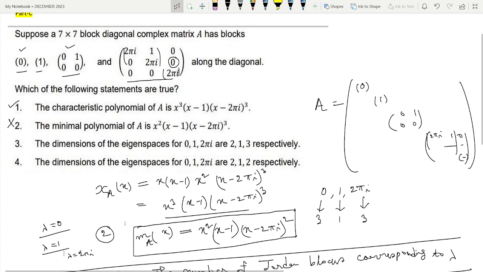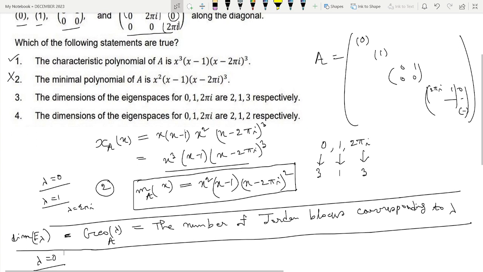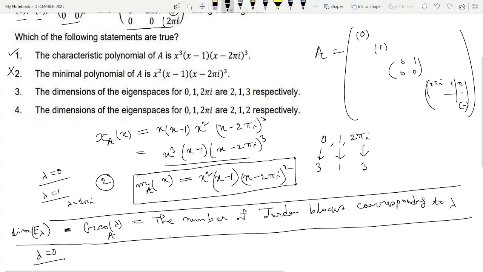Corresponding to 0. So the dimension of the eigenspace, that is the geometric multiplicity of 0, is equal to 2. Then consider lambda equal to 1. Algebraic multiplicity is 1, so geometric multiplicity of 1 must be 1 because it is less than or equal to algebraic multiplicity, and since lambda is an eigenvalue, geometric multiplicity must be at least 1.